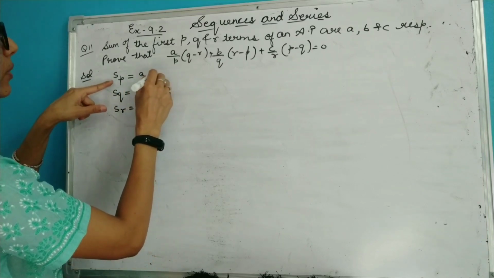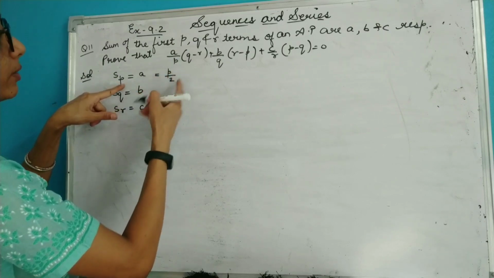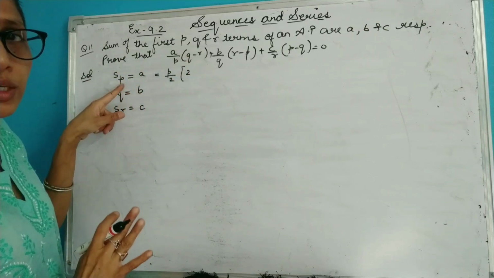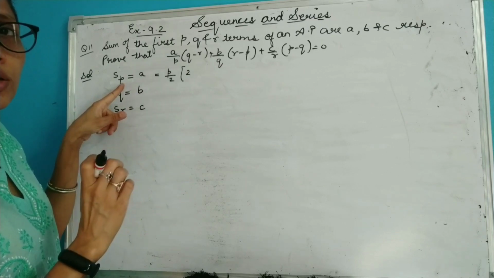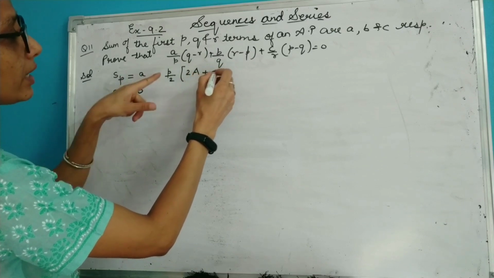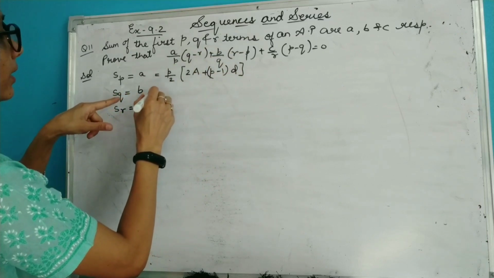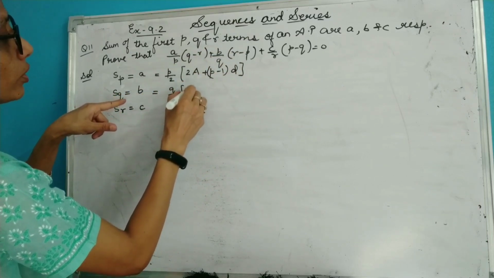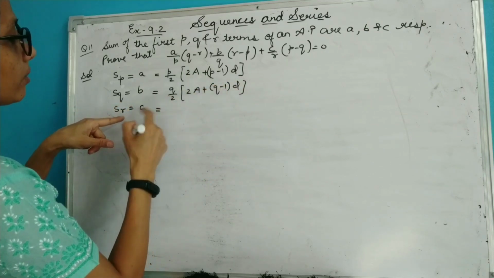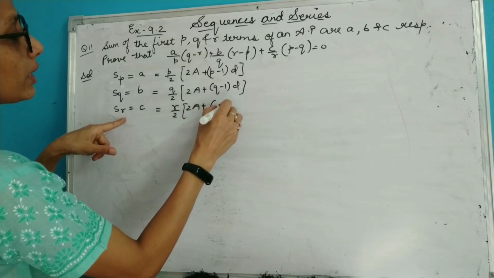So the sum of the pth term can be written as n by 2. Since n is p here, I am writing p by 2, 2A. I will not be using small a because small a is already given to you. To avoid mixing of these two, I am writing it as capital A. 2A plus n, n is p, minus 1 into d. Here again I can write q by 2, 2A plus q minus 1 into d. And the sum of the rth term can be written as r by 2, 2A plus r minus 1 into d.